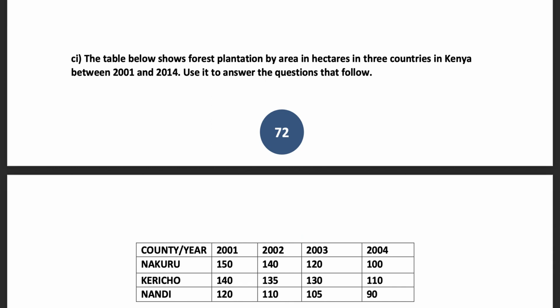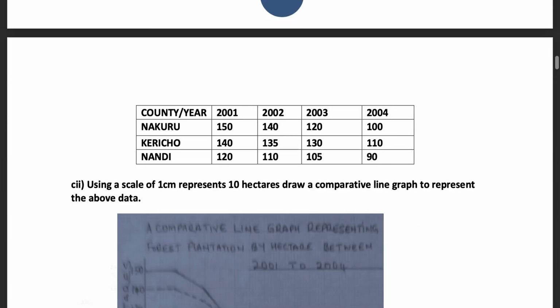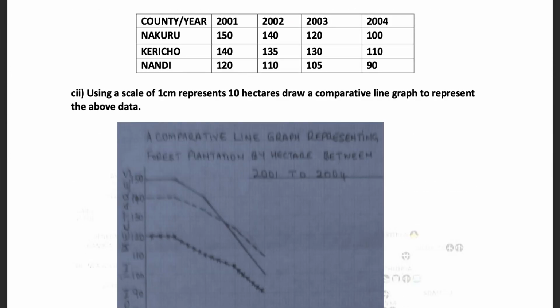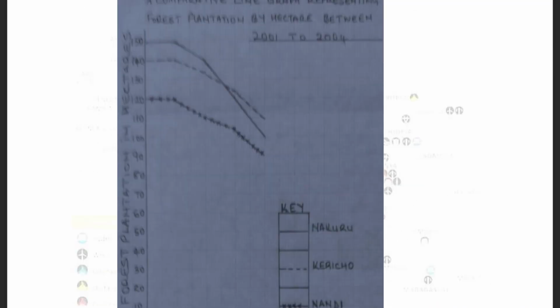The table below shows forest plantation by area in hectares in 3 counties in Kenya between 2001 and 2004. Use it to answer the questions that follow. County, year 2001, 2002, 2003, 2004. Nakuru, 150, 140, 120, 100. Kericho, 140, 135, 130, 110. Nandi, 120, 110, 105, 90. Using a scale of 1 centimeter represents 10 hectares, draw a comparative line graph to represent the above data.